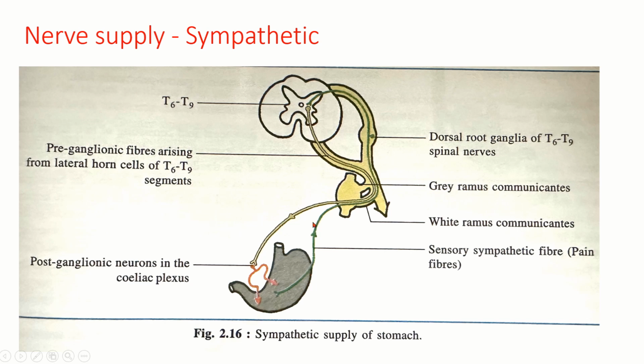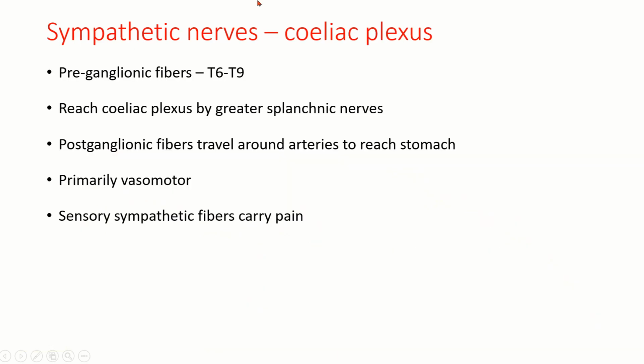And you can see these green color structures. These green color structures are indicating the sensory sympathetic fibers which carry pain sensation. Sympathetic is carrying pain sensation from the stomach. Please remember, sympathetic is carrying pain sensation from the stomach. So preganglionic fibers are from T6 to T9, reach celiac plexus by greater splanchnic nerves. Postganglionic fibers travel around arteries to reach the stomach, primarily vasomotor, and sensory sympathetic fibers carry pain.